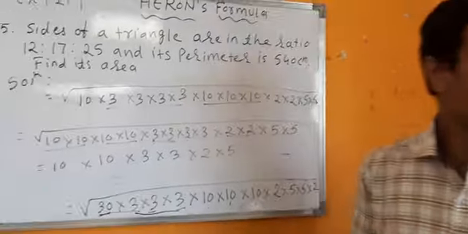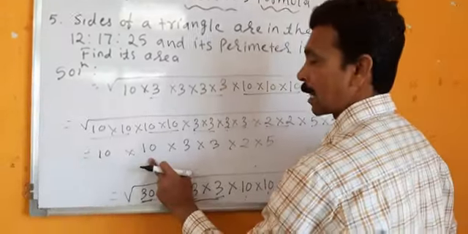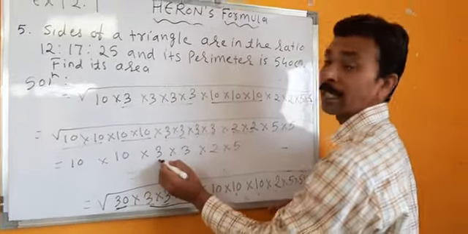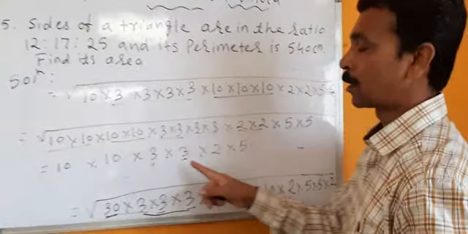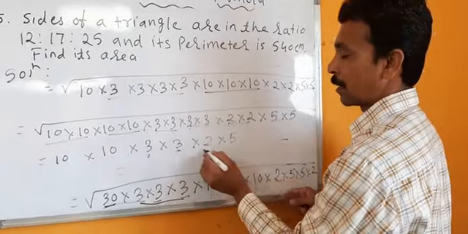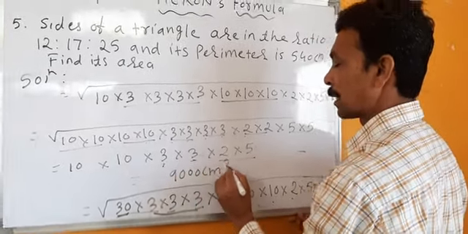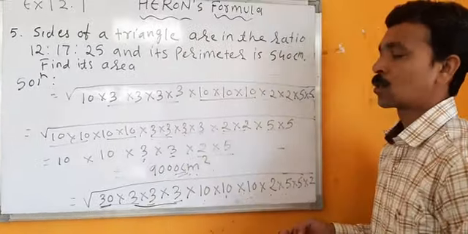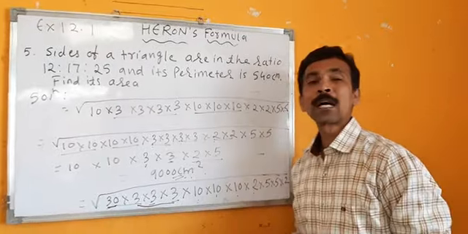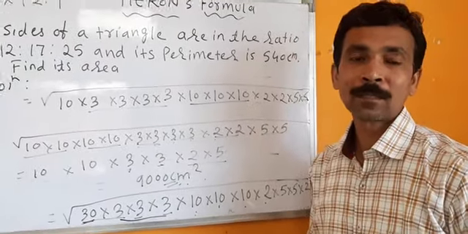Now we will multiply and this will be the last step. 10 tens are 100. 100 into 3, 300. 300 into 3, 900. 900 into 10 is equal to 9000 centimeter square. So the area of the triangle is 9000 centimeter square.